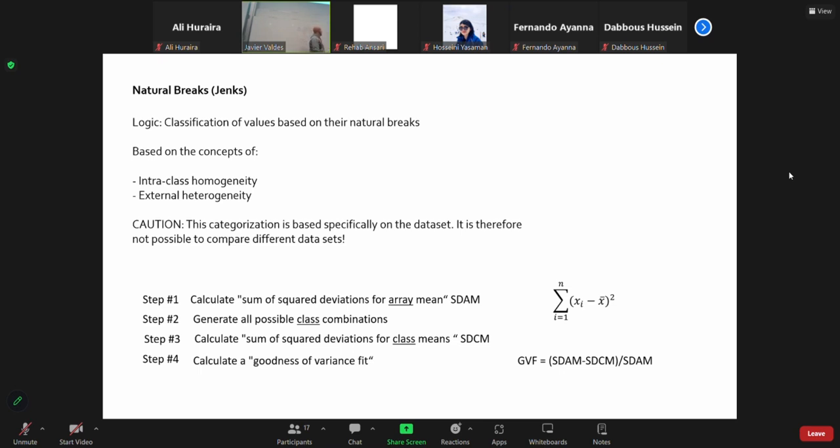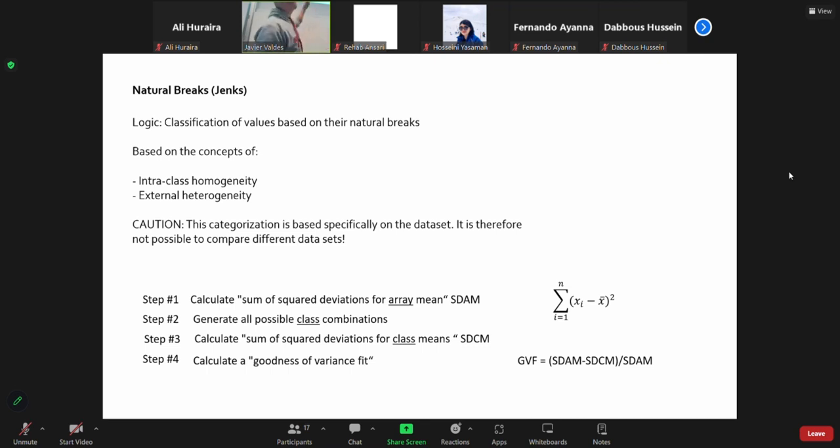There is another possibility. We call this A, and B might be A1, it's going to be 1, 2, and A2, it's going to be 3 and 4. Another possibility, right? So what we do is to generate all possible class combinations. On step number 3, we calculate the sum of square deviation for that specific class.